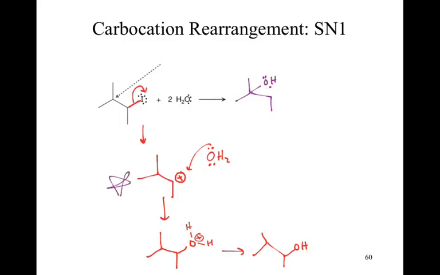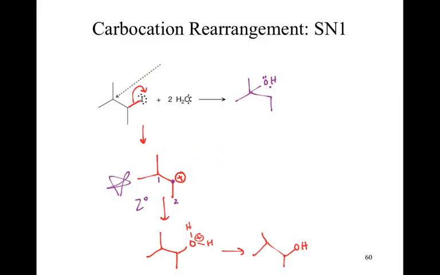That intermediate is a secondary carbocation, because there's our positive charge, and that carbon that has the positive charge is connected out to 2 carbons. So we now have a secondary carbocation. Well, the issue with secondary carbocations that we must address is: is it possible to do a rearrangement?